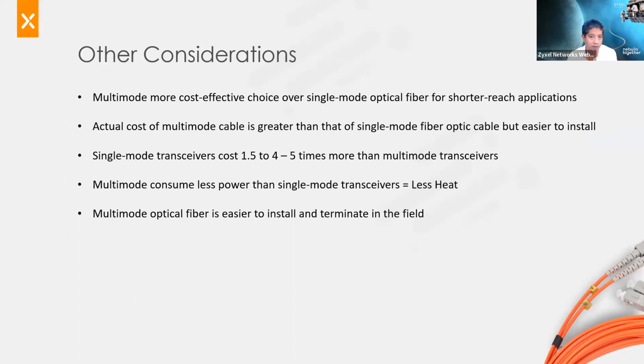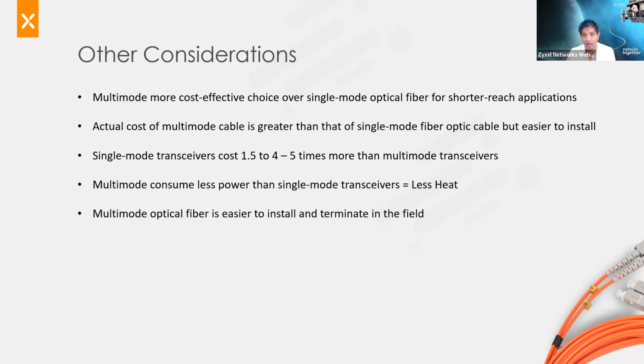You would typically choose multi-mode because it's cost effective in those short distances. But if you have a long haul, you have no choice but to use single mode fiber and transceivers accordingly. The cost of the cable for multi-mode is greater than that of single mode, but it's easier to install. So you have to factor that into your install time, termination of the fiber, et cetera.